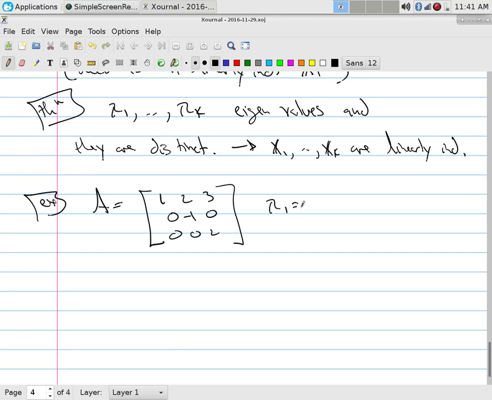What is lambda 1? 1. What is lambda 2? And what is lambda 3? How did you know that was the eigenvalue so quickly? It's diagonal, right? I'll do this all the time. If I want to make your life hard, I'll do that.